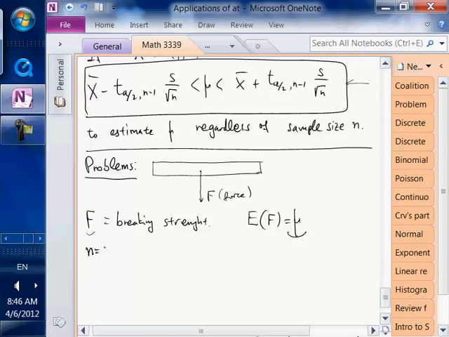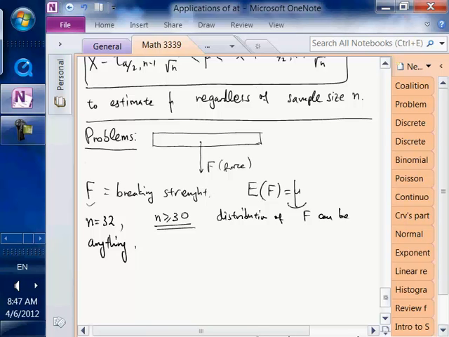So we take a sample of n equals 32 beams, all from the same construction, and we test them independently of one another. This independent testing guarantees that we have a random sample. So we're done with this property, the random sample, and we also have a sufficiently big sample size, greater than 30, so we don't really need to articulate about the distribution of F. Now, if you had a smaller sample, or even with this sample, you can argue, I believe that the distribution of the breaking strength is normal.